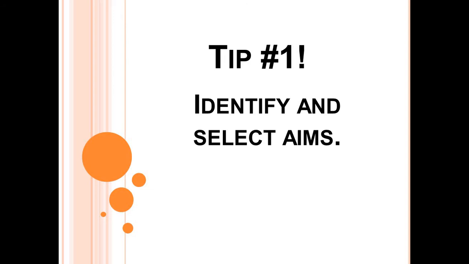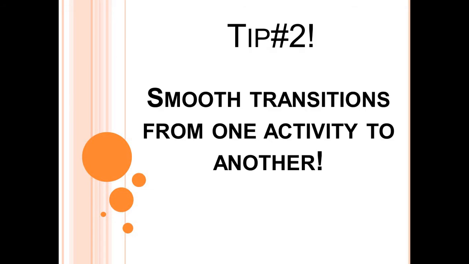So my point is that aim should be specific. It shouldn't be just too broad, like, as I said, introduce present simple. You should put it like this: introduce affirmative and negative forms of present simple, and for my student to be able to use these forms while talking about daily routine. So be more specific. So this is number one, identify and select aims. So tip number 2 is smooth transitions from one activity to another.